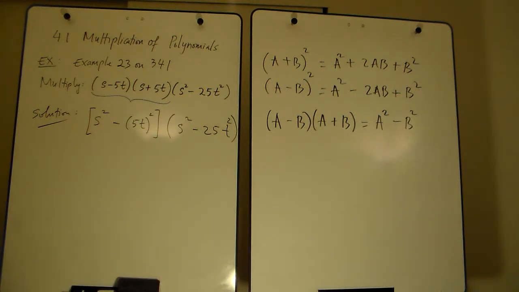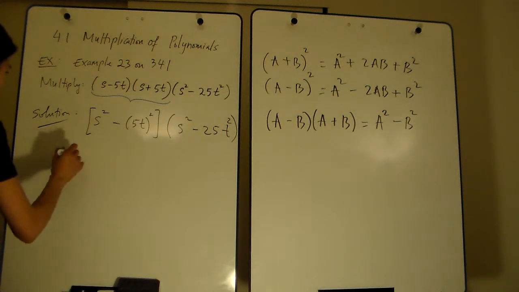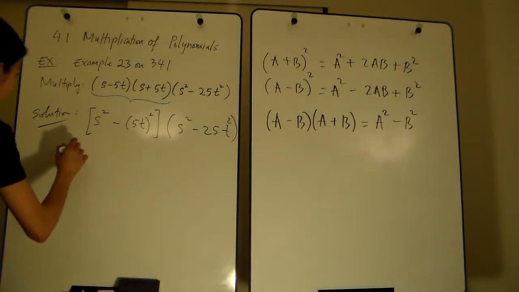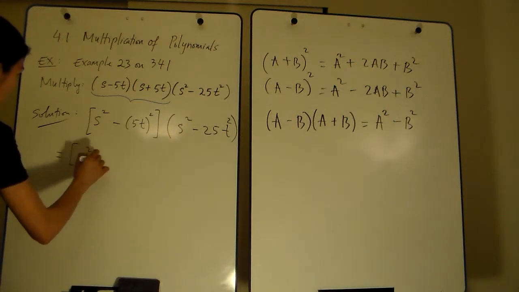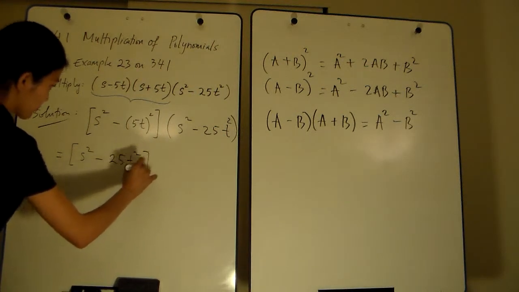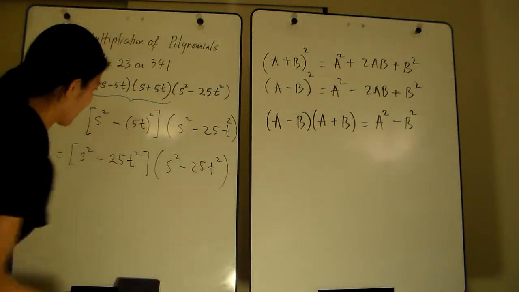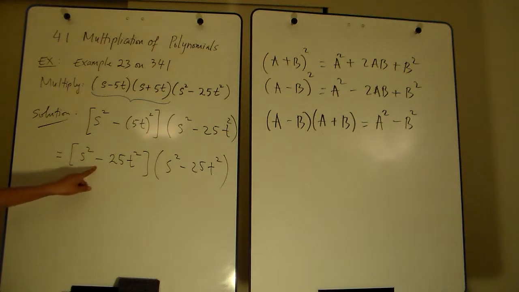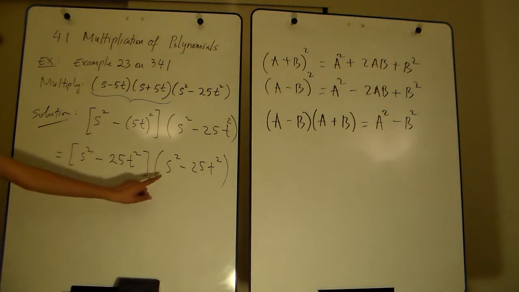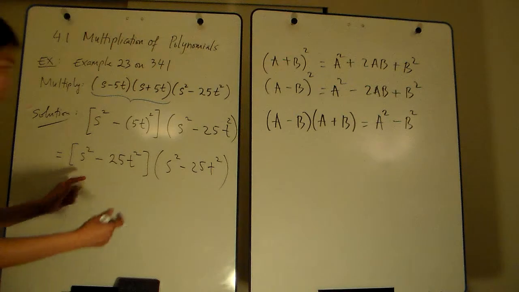Now we need to simplify this. So we have s squared minus 25, right? 5 squared is 25. T squared is t squared. S squared minus 25t squared. Now we have s squared minus 25t squared, and we also have s squared minus 25t squared. So they are exactly the same. That means you can multiply them together.